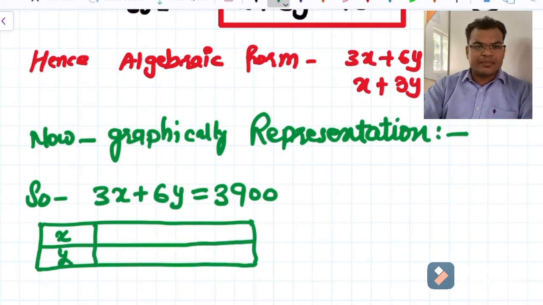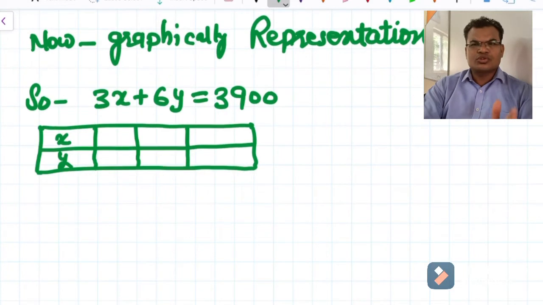Okay, so making the table in front of you, x and y. We'll take the values of x and y. I know this is 3x plus 6y equals 3900, so it is a little bit lengthy.